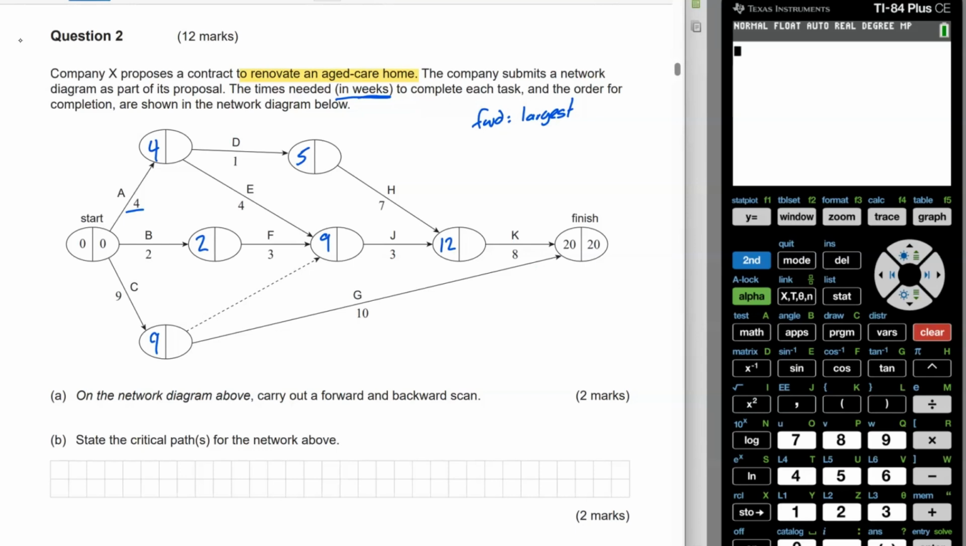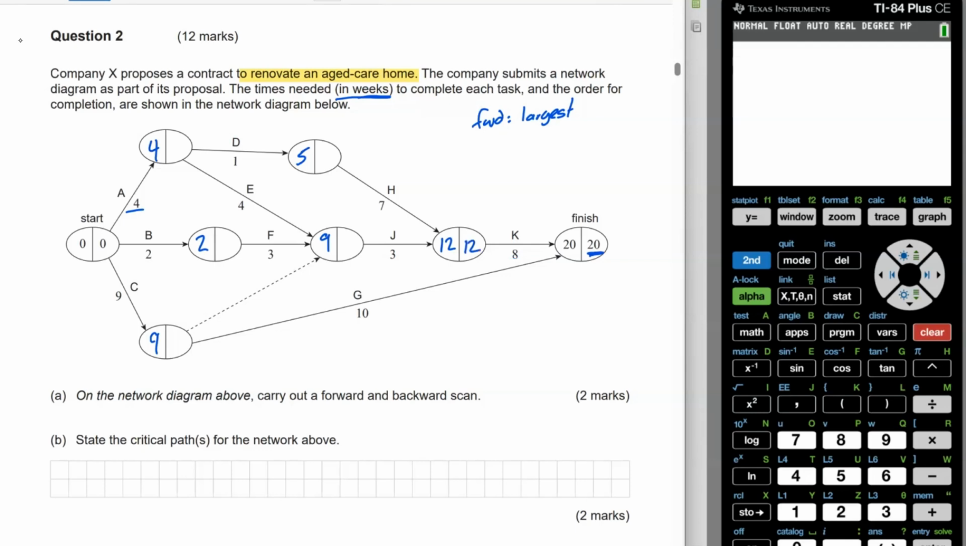Now we've got to go backwards, and in backwards we take our finishing node, or in this case our latest start time, and then we're going to subtract how long the task actually took. So 20 take 8 in this case is going to be 12.